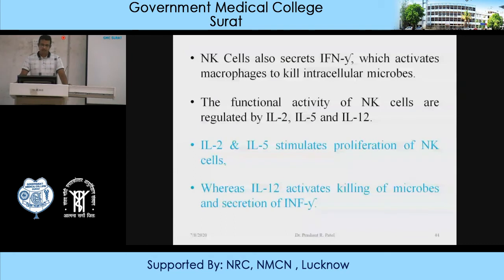NK cells also secrete interferon gamma, which activates macrophages to kill intracellular microbes. The functional activity of NK cells is regulated by interleukin 2, 5 and interleukin 12. This interleukin 2 and 5 stimulate the proliferation of the NK cells, whereas the interleukin 12 activates the killing of microbes and secretion of the interferon gamma. So this is how the functional activity of NK cell is regulated.